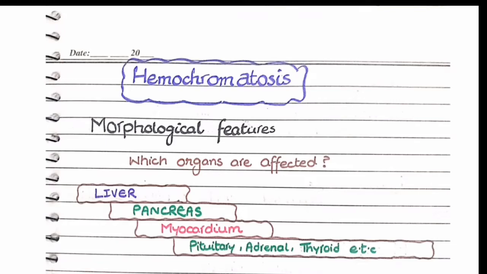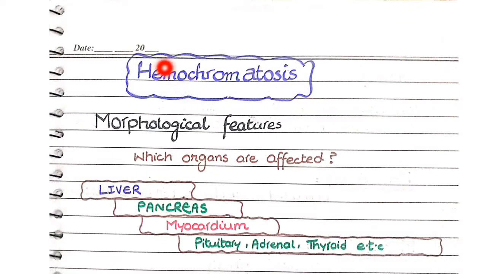In this video, we will discuss the pathological features of hemochromatosis, a disease characterized by deposition of iron in the tissues. The first point about morphological features is which organs or tissues are most affected. The most common organs affected by hemochromatosis are the liver, pancreas, myocardium, and other endocrine glands.